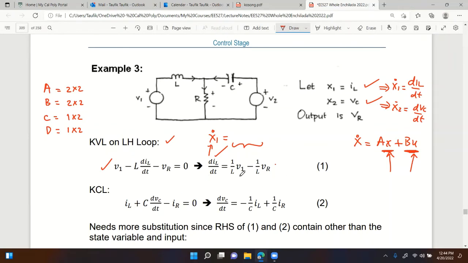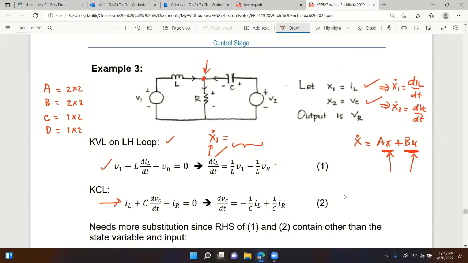Let's see. So yeah, like I said, this is not done yet, right? So let's leave it there for now, and let's look at the equation for VC. As you know already, we need to apply KCL, current. So I can do KCL at that node, right? So let's see. That would be IL plus IC is equal to IR, right here.